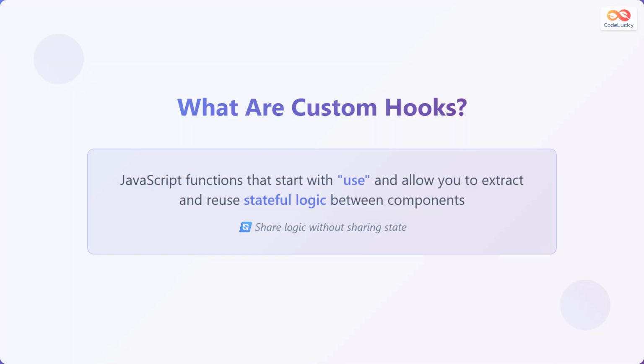So, what exactly are custom hooks? Custom hooks are JavaScript functions whose names start with the word use. They allow you to extract and reuse stateful logic between different components in your React application. The most important aspect of custom hooks is that they allow you to share logic without sharing state. This means that each component using the custom hook maintains its own separate state, while still benefiting from the shared logic.